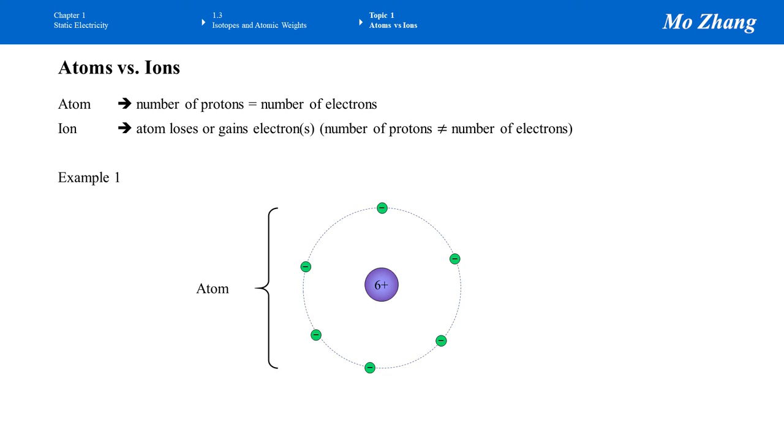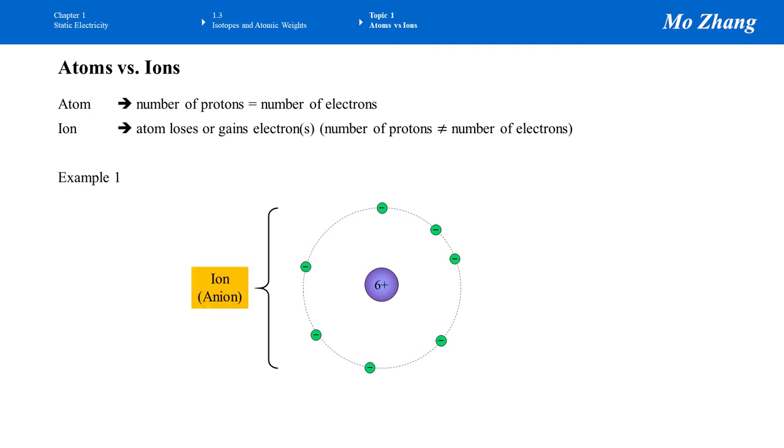Let's take a look at this scenario. For some reason, there is a floating electron in the surrounding area. Let's grab it and insert it into this atom. There. Now there are 7 electrons. The number of protons remains the same, which is 6 protons. The entire system has 1 extra electron. Therefore, this is not an atom anymore.